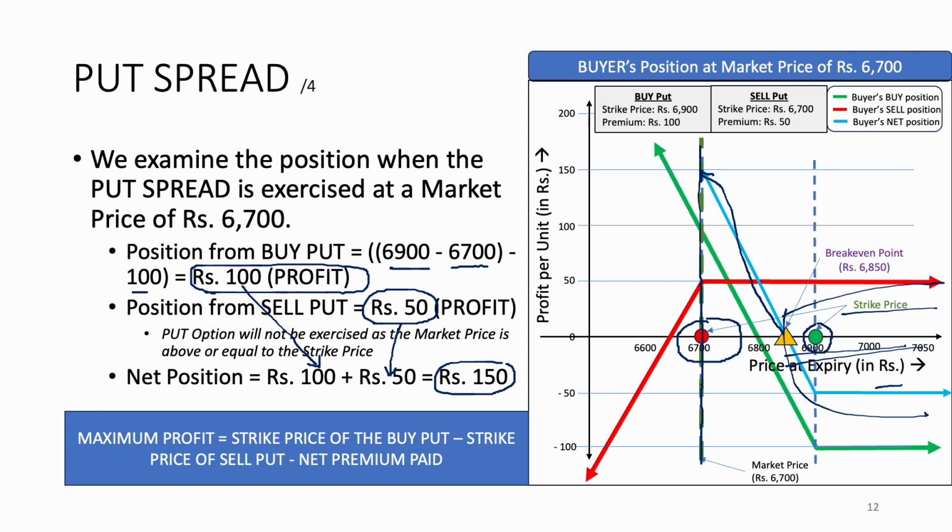We can write a formula here: the maximum profit possible is the strike price of the buy put, that is here, minus the strike price of the sell put, that is here, minus the net premium paid, that is this amount minus this amount. We will see whether this formula holds in the next few slides.